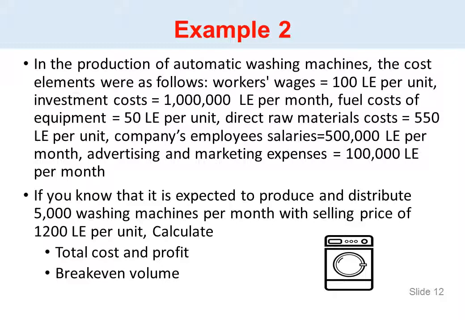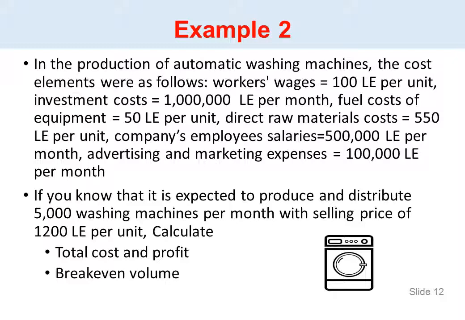In the second example, in production of automatic washing machine, the cost elements were the following: worker wage per unit, investment cost per month, fuel cost of equipment per unit, direct raw material per unit, company employee salary per month, advertising and marketing expenses. Here is all the information of costs. These are the costs. Remember that, be careful.